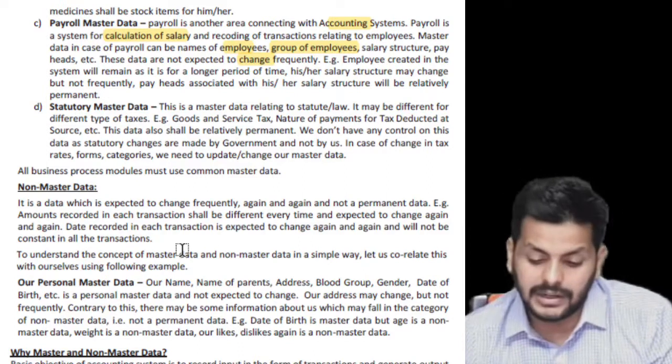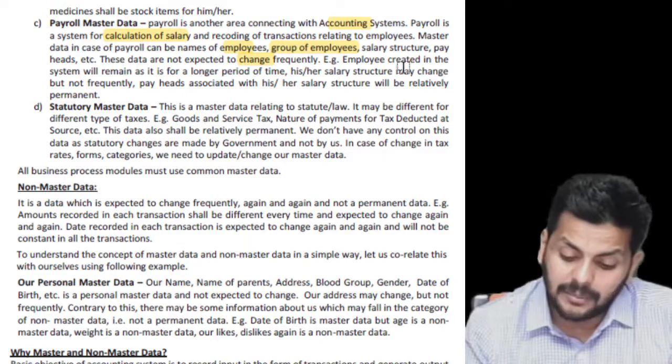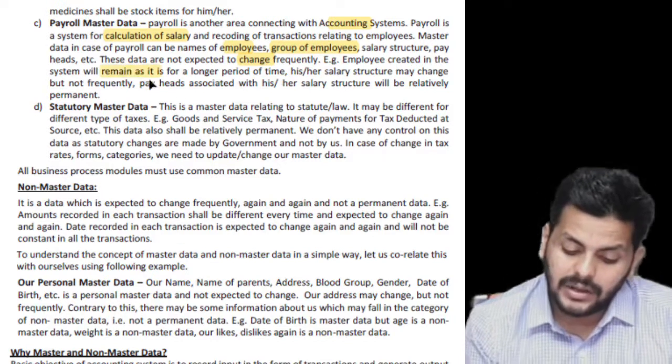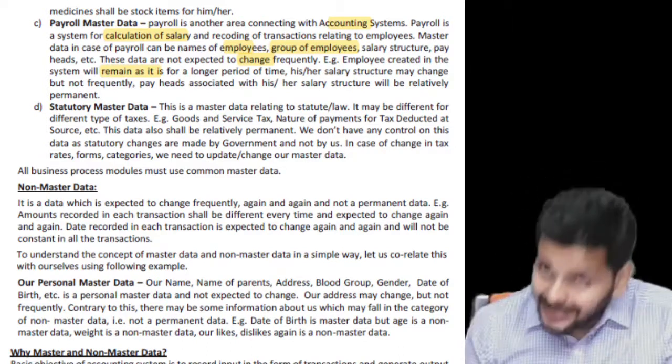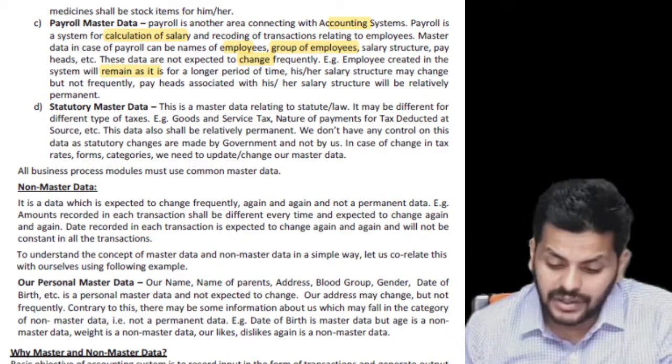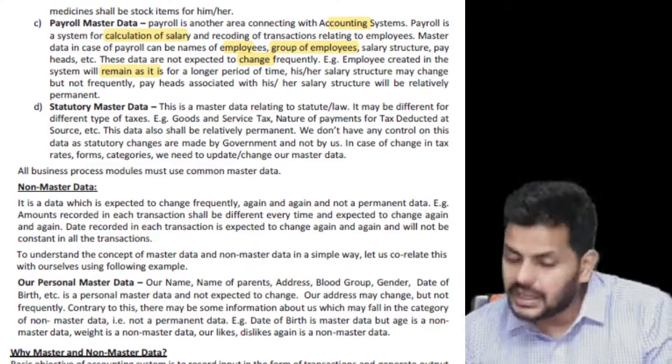So you call it master data. An example: an employee created in the system will remain as it is for a longer period of time. His or her salary structure may change, but again not frequently. Pay heads associated with his or her salary will be relatively permanent.